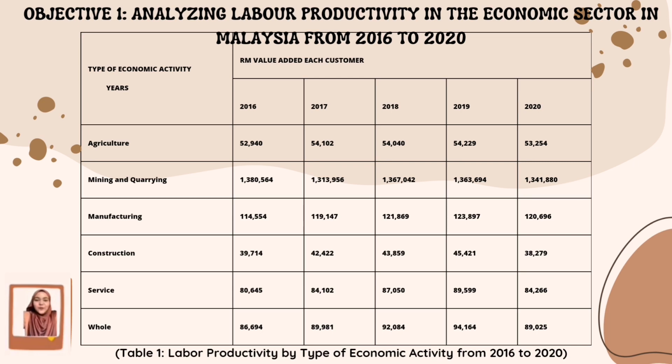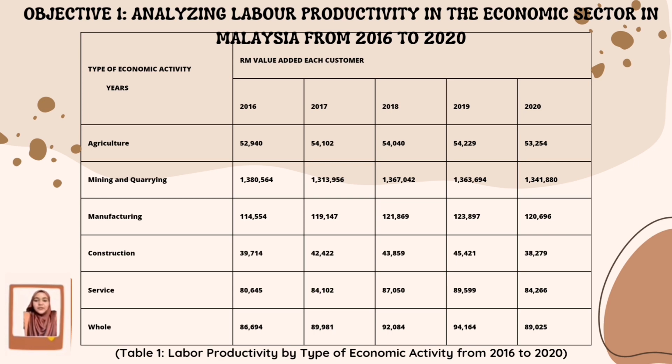Next, the total added value for each labourer in the mining and quarrying sector in 2016 and 2017 respectively was as much as RM1,380,564 and RM13,113,956, which shows a slight change, which is an increase in 2017. In 2018, the added value recorded was RM1,367,042 for each worker in the mining and quarrying sector. This shows that in the mining and quarrying sector in 2018, there was also an increase.